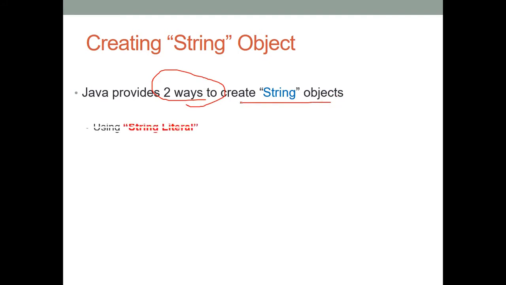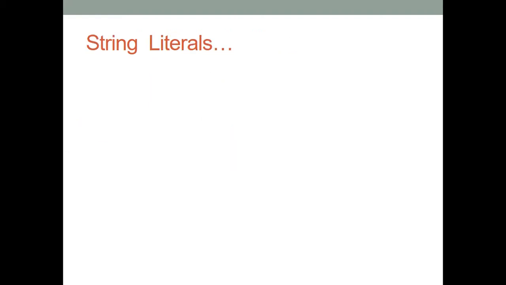How many ways? First is using string literals. You can put String s equal to double quote, whatever you want; that is called a string literal. Next, we can use the new keyword: String s equal to new String, and inside the constructor, inside the double quotes, we can say hello, hi. That is one kind of string object that we created.